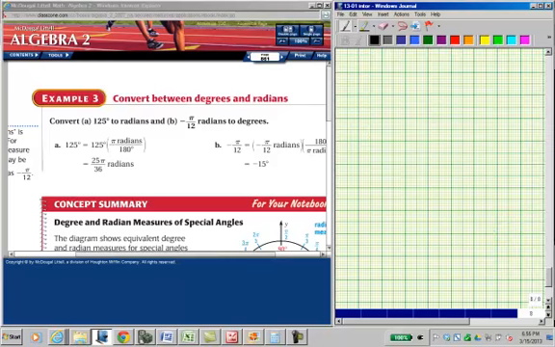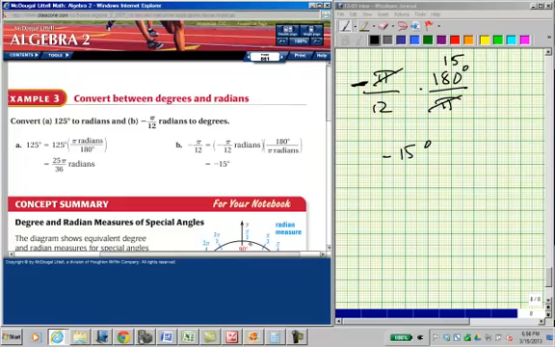Okay, and then we got negative pi over 12. Notice there's no mention of radians. Now, we want to go from radians to degrees, so we'll put degrees in the numerator and radians in the denominator. These cancel. The negative sign does not go away. 12 is going to go 15 times, so we got negative 15 degrees.